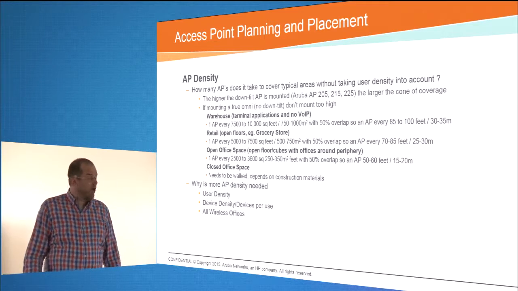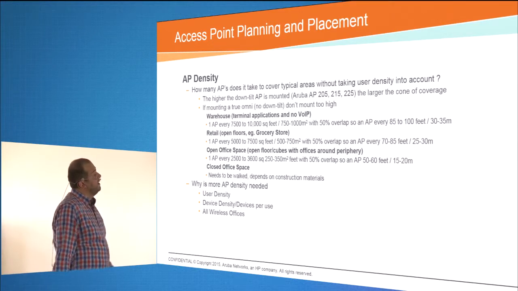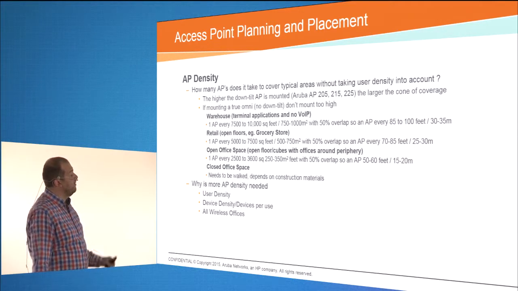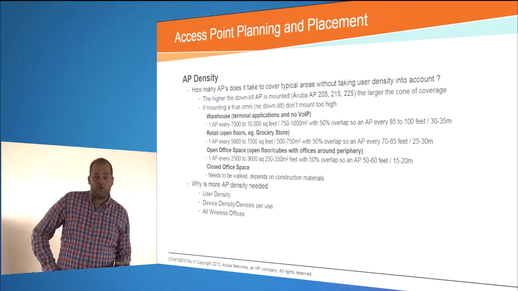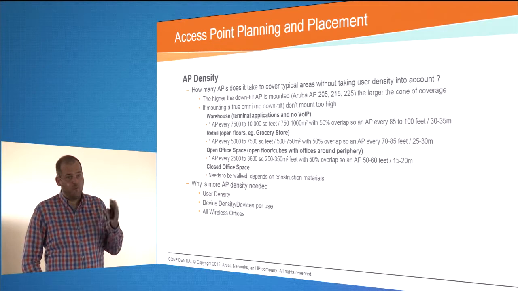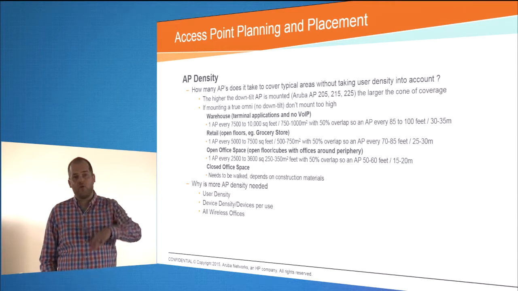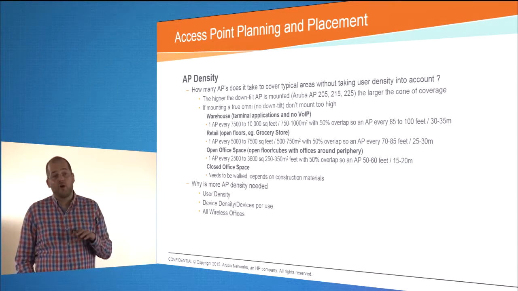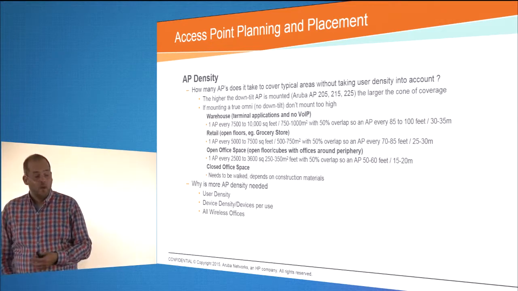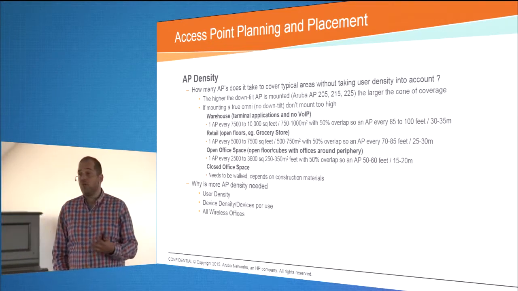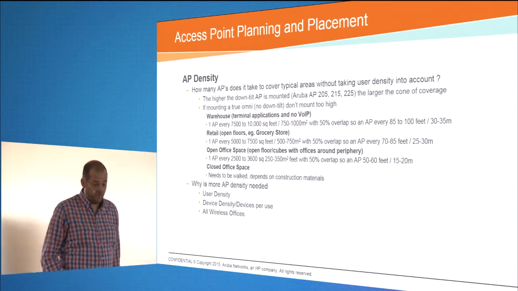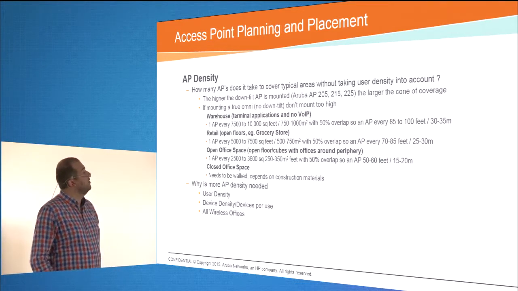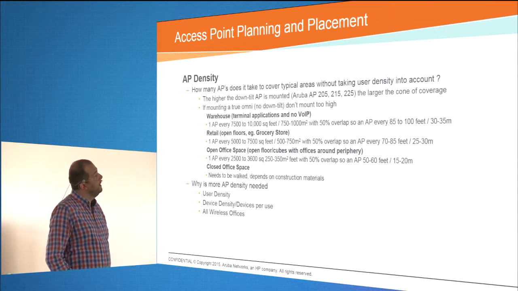So you will need more AP density if you have more users, or you have more devices per user, or if you're using an all wireless office. So we see a few companies moving now to all wireless office. So wireless will be the primary connection medium. And sometimes there is a wired backup. Sometimes there isn't even. So it should work, and the design should be good.